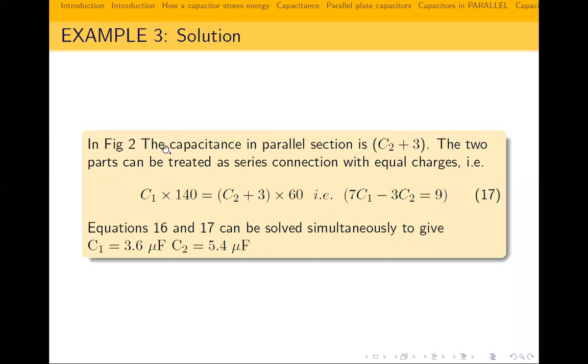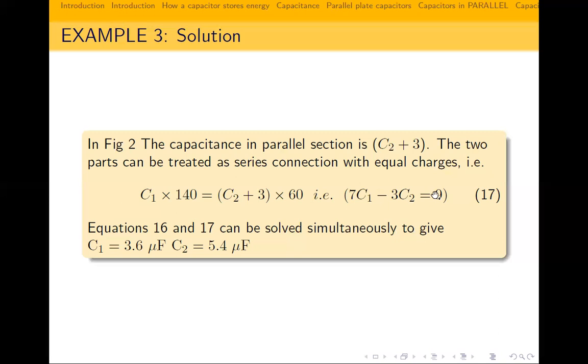So once you have created that idea of series, then you say the total charge becomes the same. So C1 times 140 is charge stored in A. Then charge stored in the parallel connection, you have total capacitance here, which is C2 plus 3 times the voltage, which is 60. So you simplify this. You open the bracket and you simplify. You make it simple so that it becomes 7C1 minus 3C2 equals 9.